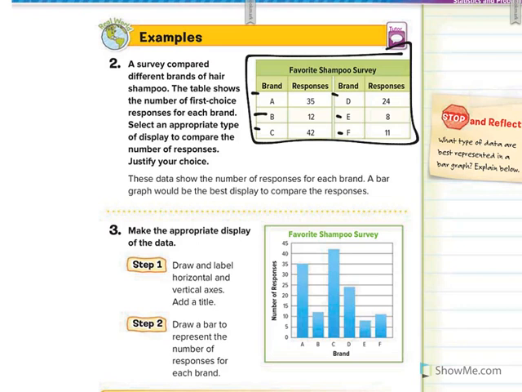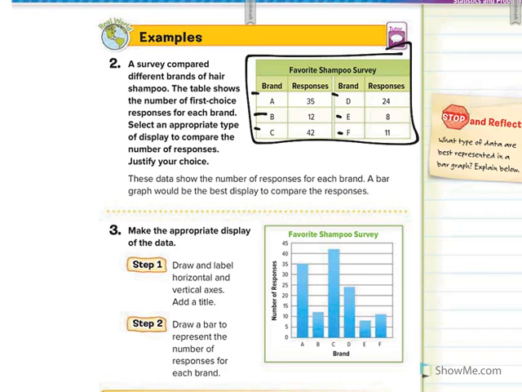So basically I want to be able to visually see which is the most popular brand of shampoo, right? In a table, you kind of have to look at the numbers a little bit more. A visual display is going to help me better look at it quickly and understand it. So I would say a bar graph would be best.